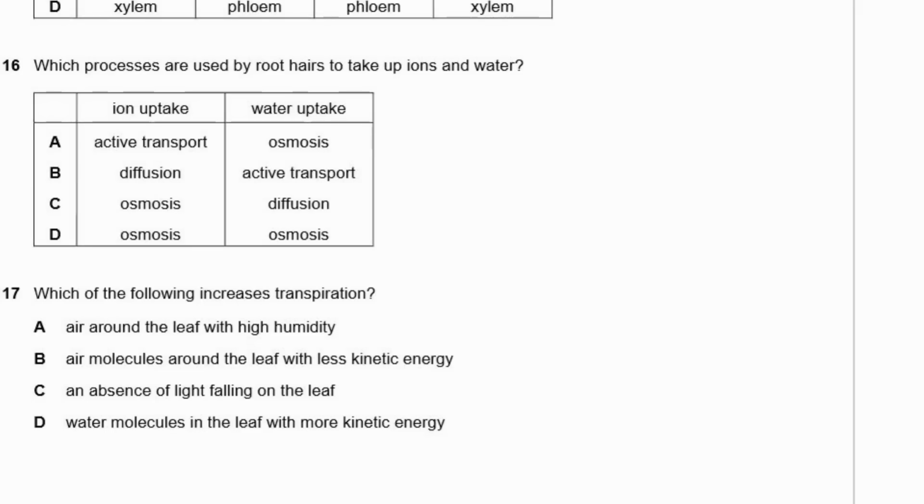Question 16. Which processes are used by root hairs to take up ions and water? So, water uptake is obviously by osmosis, because that's what you always talk about with water. Osmosis isn't really anything else, it's just water. Now, ion uptake, is that active transport or osmosis? It's active transport. Ions have to be taken in actively, generally against the concentration gradient, and water comes in through osmosis. Good. Ions can also be taken in by diffusion as well, but that's not one of the options here.